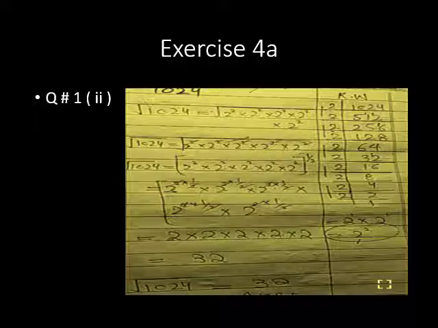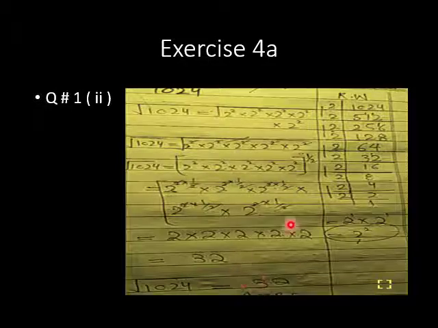Next, question number 2 is 1024, and we have to find its positive square root by the prime factorization method. First, we will find its prime factorization by 2. Here we are given the prime factorization of 1024. After that, we will get pairs of 2: 1, 2, 3, 4, 5 pairs of 2.